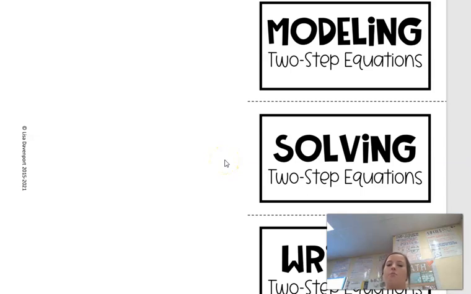Today we are going to talk about three different ways that we will see or can solve two-step equations. So we have modeling equations, solving equations, and writing equations.